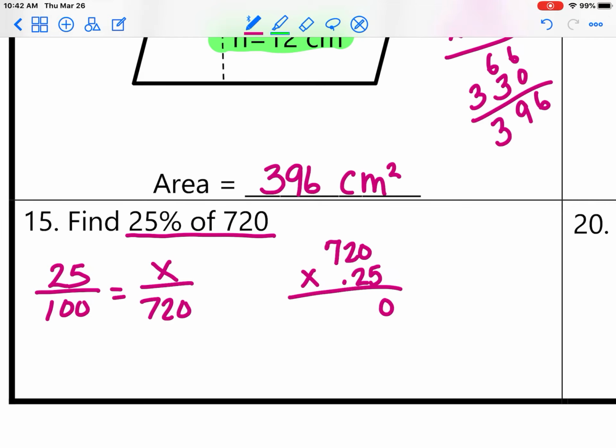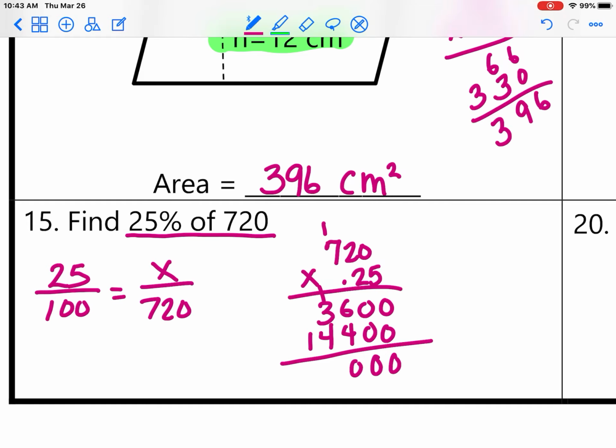So let's do that. 5 times 0 is 0. 5 times 2 is 10. 5 times 7 is 35. Plus 1 is 36. 0 placeholder, don't forget it. 2 times 0 is 0. 2 times 2 is 4. 2 times 7 is 14. I've lined everything up. I just have to add it all together.